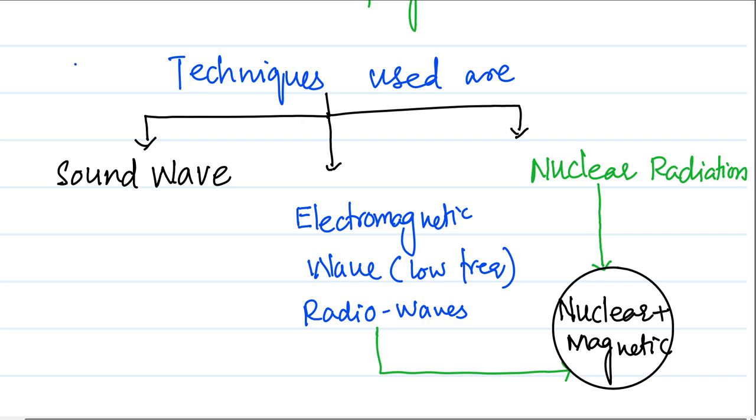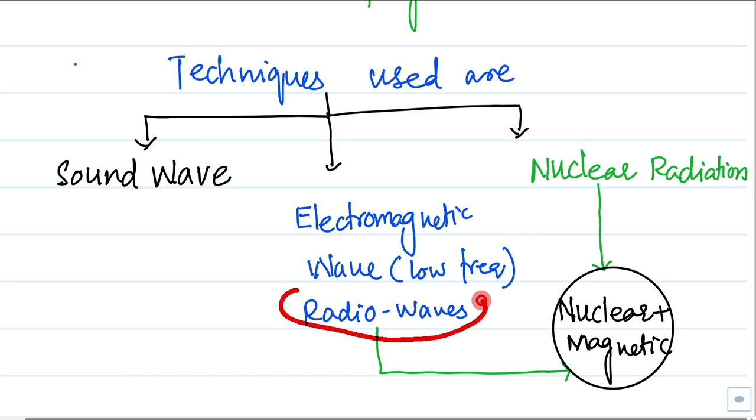Going to discuss the techniques which are used in medical imaging. So the first technique is sound waves, right? Sound waves are used in imaging, diagnosis, or in treatment. Then we have the electromagnetic devices, like electromagnetic waves of low frequency, high frequency, radio waves. They are used. The third technique used in medical imaging is nuclear radiations. So all these are used in different ways.